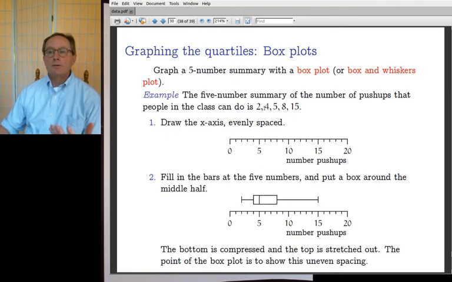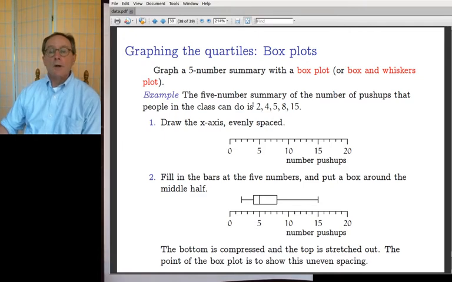All right, so suppose you have a 5-number summary of 2, 4, 5, 8, and 15. You might notice that 5 is the middle number, 5 is the median, 2 is the minimum. That's not very far between 5 and 2. 5 is the median, but 15 is the maximum. So it's kind of a long way between 5 and 15, comparatively. I want the graph to show that.